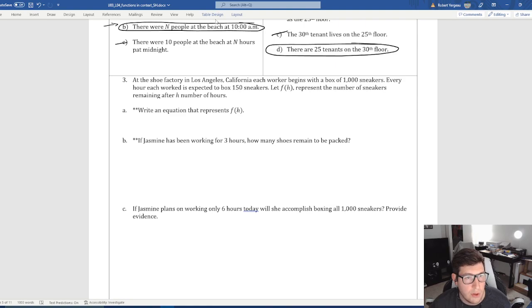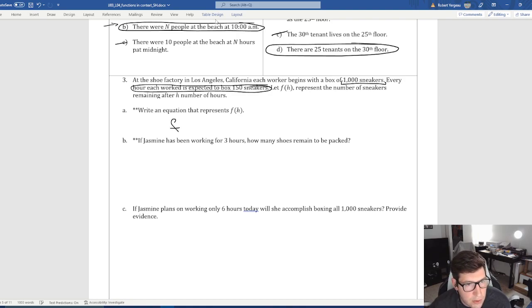All right, let's look at question number 3. At the shoe factory in Los Angeles, California, each worker begins with a box of 1,000 sneakers. We have this wonderful initial value right here. Every hour each worker is expected to box 150 sneakers. So we're expected to box 150 per hour. Let f of h represent the number of sneakers remaining after h number of hours. Write an equation that represents f of h.